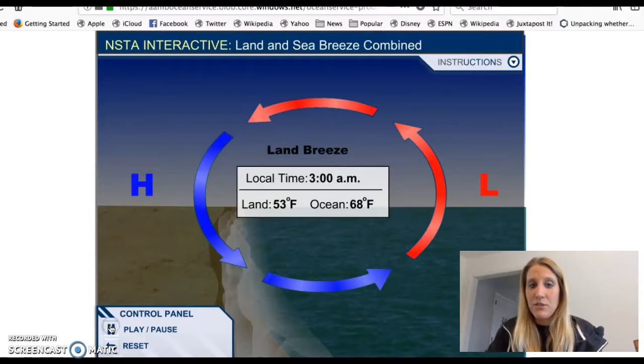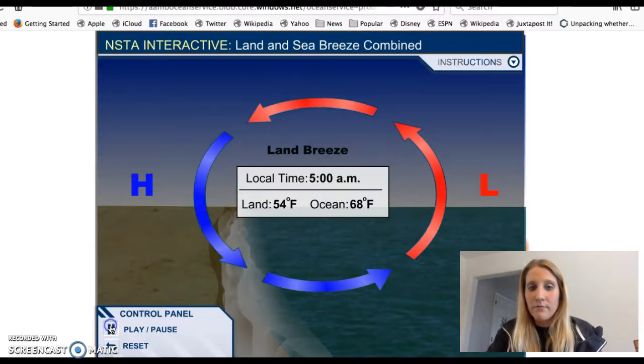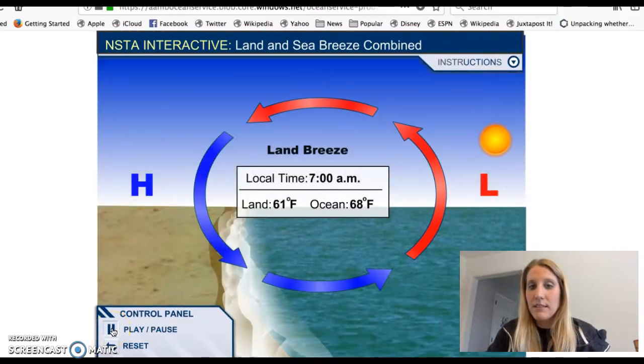All right. Let's continue on and watch how this land breeze gets continued and how it will change into a sea breeze as the day continues.